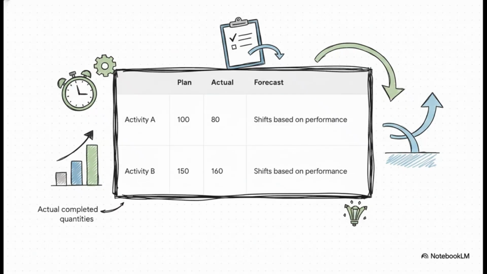Here's the basic idea. You start with your plan, but as you update your actual progress, the work you've actually completed, PlanXcel automatically recalculates the forecast for the remaining work. It does this based on your team's real-time performance. So if you're behind on one thing, the forecast shifts. If you're ahead on something else, it adjusts for that too.